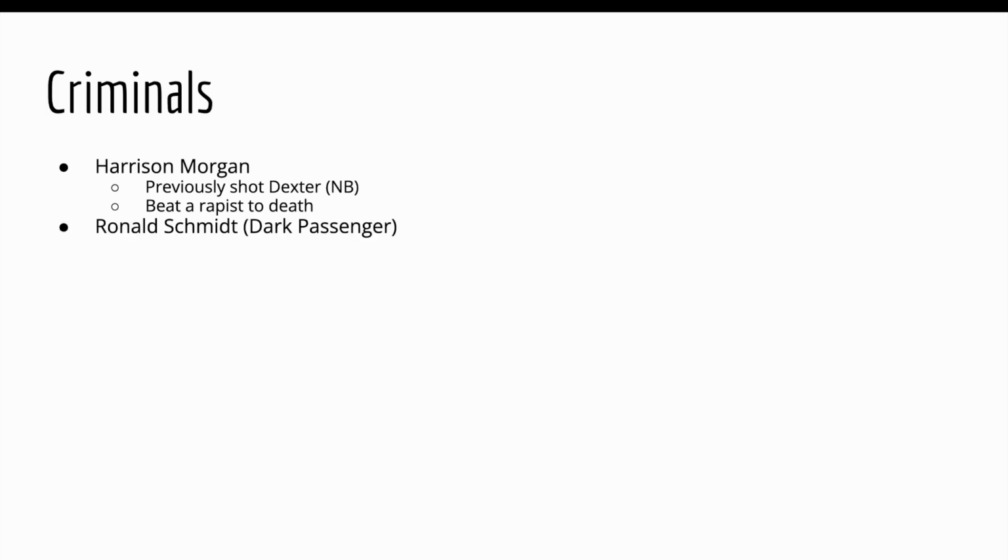Ronald Schmidt, the dark passenger, previously killed 7, a number that I got from an article in episode 2. He then killed a man on screen. He also attempted to kill Dexter. However, even I admit, attempted to kill Dexter is kind of strong wording. Dexter was not going to let himself die.